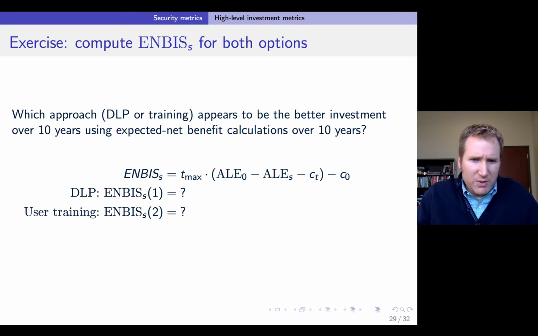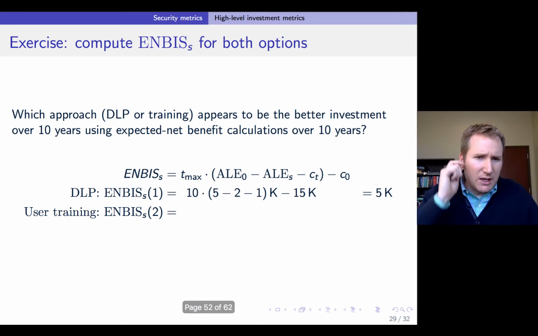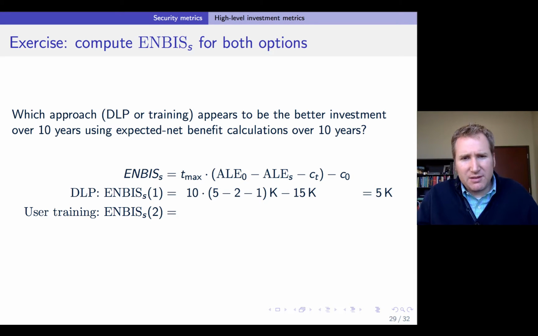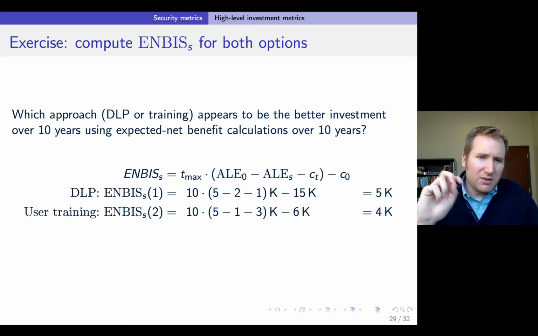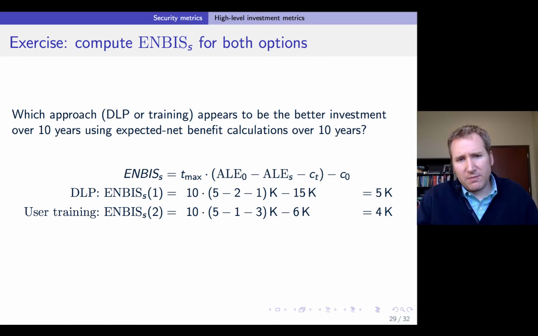Okay, so now you've made the calculation. I can show you the answer. For DLP, we end up with something that looks like this. We have 10 years times 5 minus 2 minus 1K, which is 2K, minus 15K, which ends up with a net benefit of 5K. Compared to user training, it's 10 times 5 minus 1 minus 3 minus 6K. It ends up being 4K. So, by using the expected net benefit metric, both solutions provide value, but the data loss prevention provides more value.